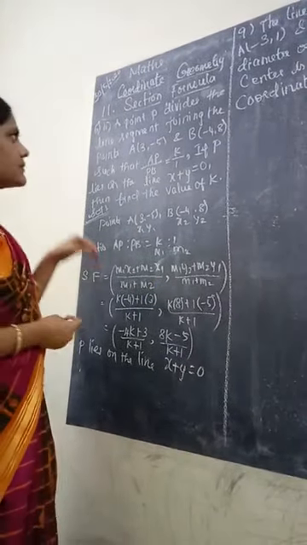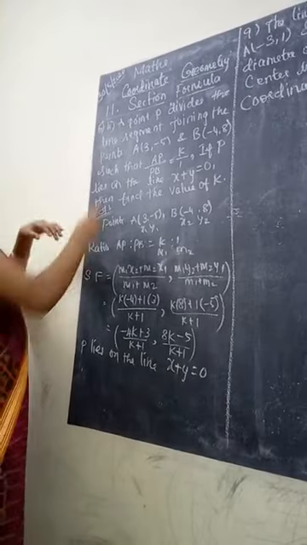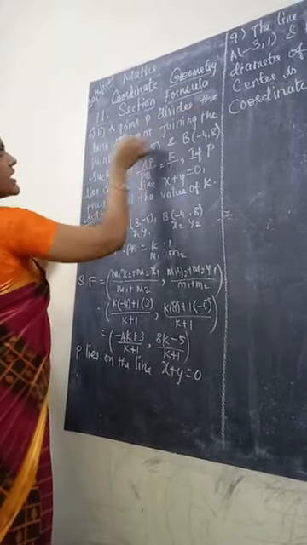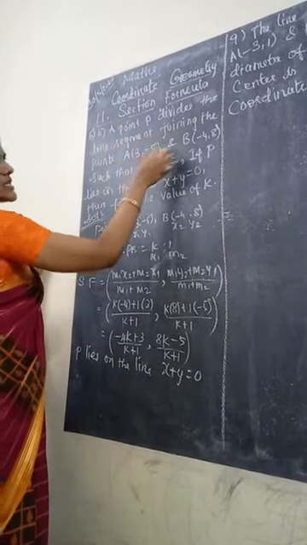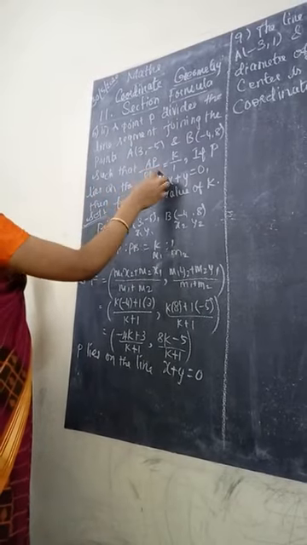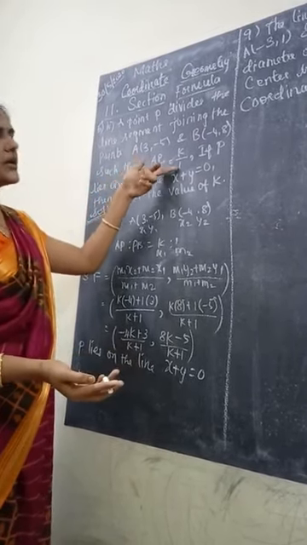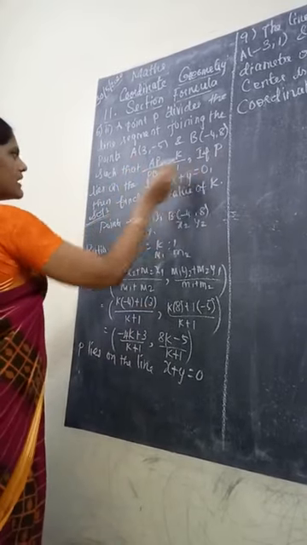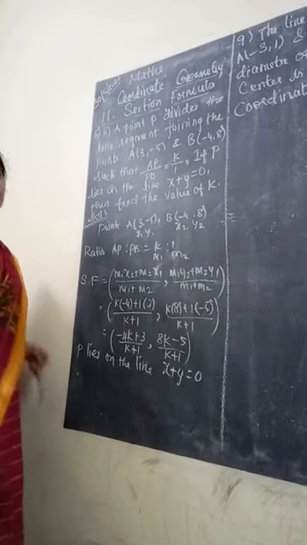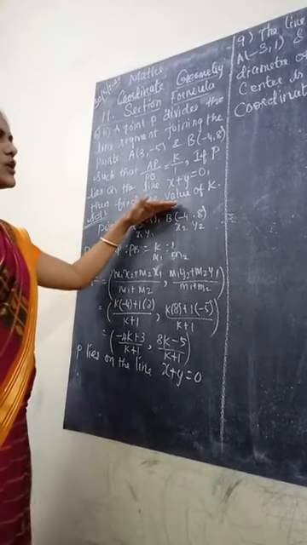Okay, listen, the fifth sum. A point P divides the line segment joining the points A and B such that AP divided by PB is in the ratio K divided by 1. If P lies on the line x plus y equal to 0, then find the value of K.